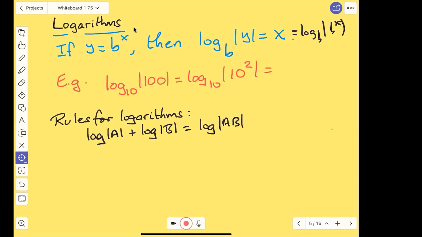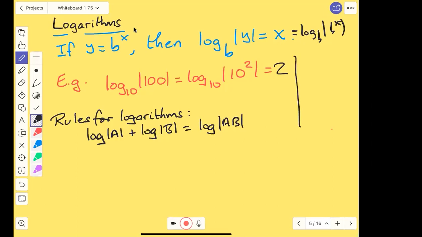Exactly, perfect. It's 2, and then just one more while we're at it. What is, let's say, logarithm to the base 2 of 8? Exactly, I'm getting 3s. Logarithm to the base 2 of a half.